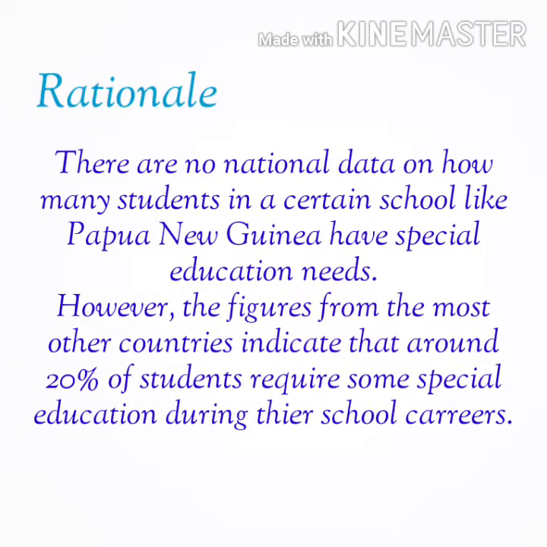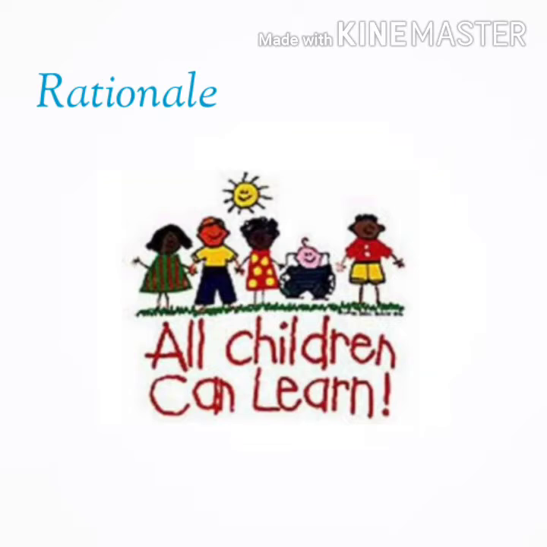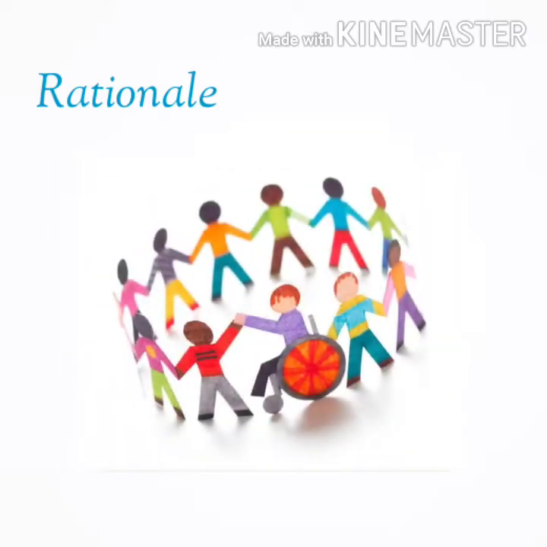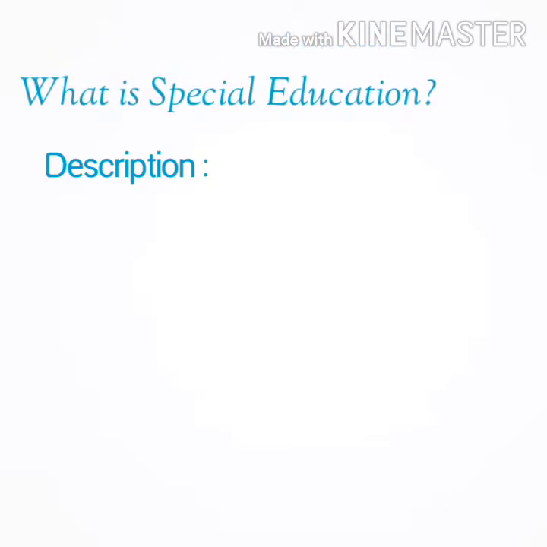So, the next is rationality. So, there is no national data on how many students in a certain school like Papua New Guinea have special education needs. However, the figures from most other countries indicate that around 20% of the students require some special education during their school career. So, most of the students had only mild disabilities that require small amount of special assistance. So, with this, it is more likely more of the students with disabilities will enroll in regular classes in the future.